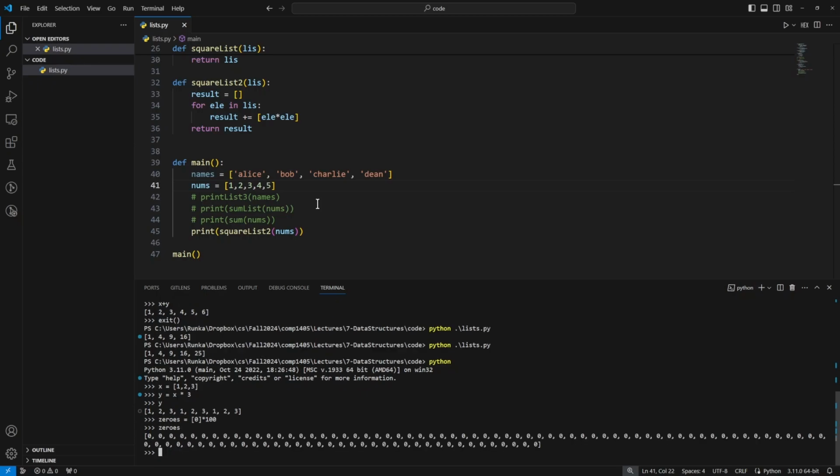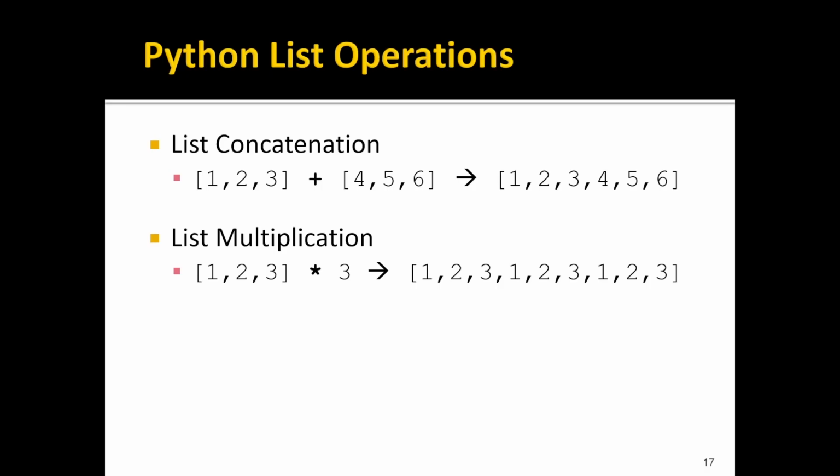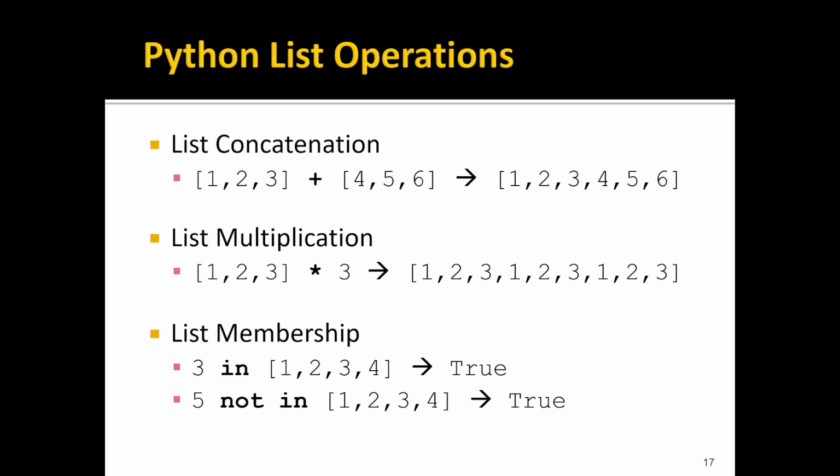And now I have 100 zeros. And I know it's 100 zeros because I used just the digit 100 to represent how many times it would do it, rather than having to manually type it 100 times. So that's list multiplication. And one more useful Python operation is list membership.